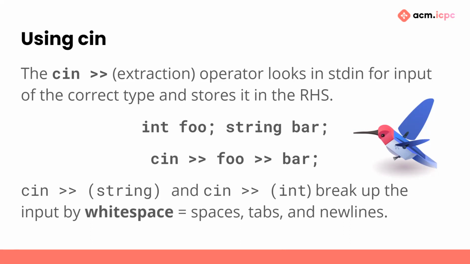And how do we know what makes a piece of the input? This is more of a question for strings than for integers, and it's pretty obvious for integers, but for strings, the input is broken up by white space, which is defined as spaces, tabs, and new lines. So if you had, say, a whole sentence of input, then doing cin to a string will not give you that whole line. It will just give you the first word.